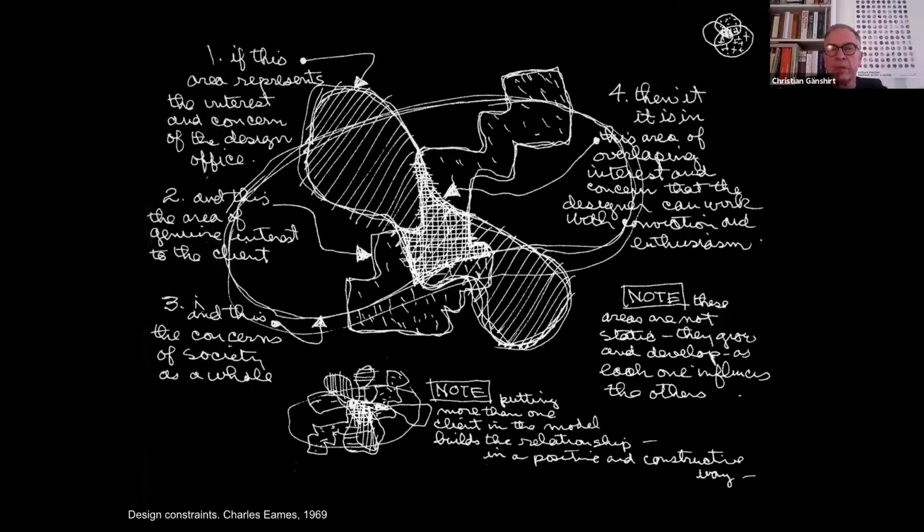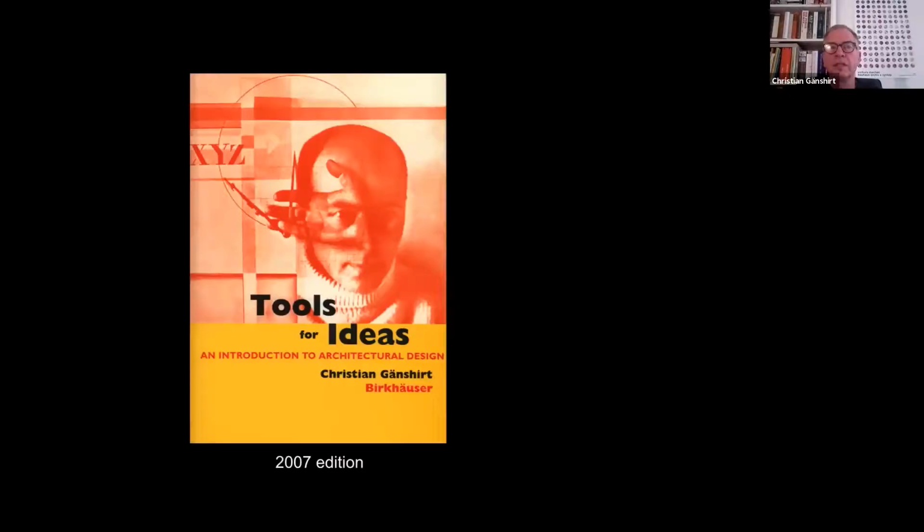So these are the tools. This is what I call the main body of my book. There are a couple more, but I have not the time to explain them today. And this was my book. This is the content or the core of my book in the 2007 edition.